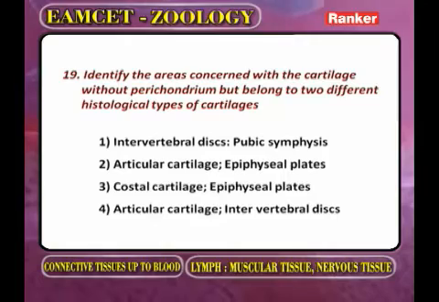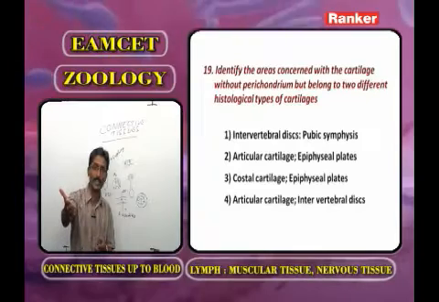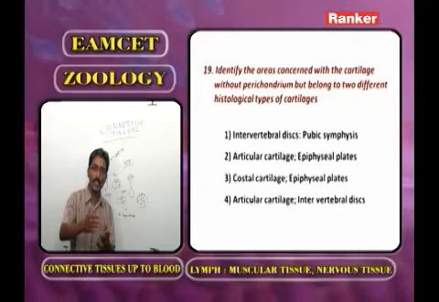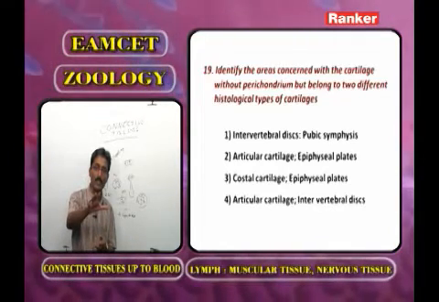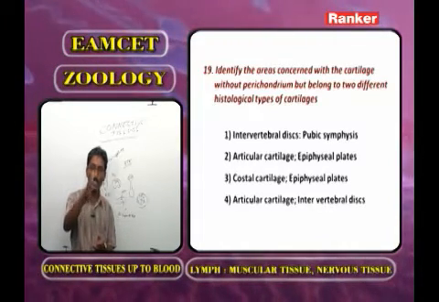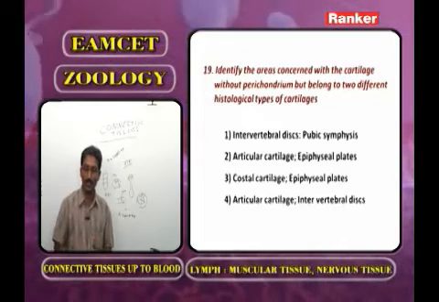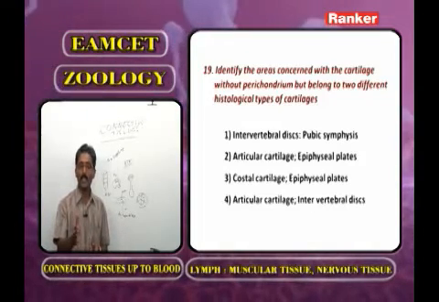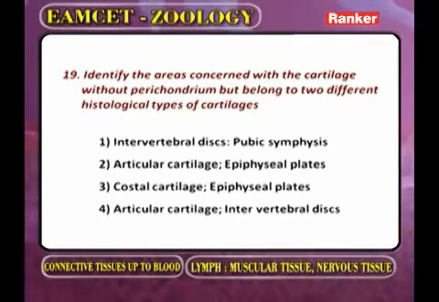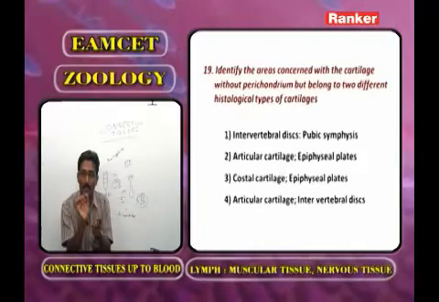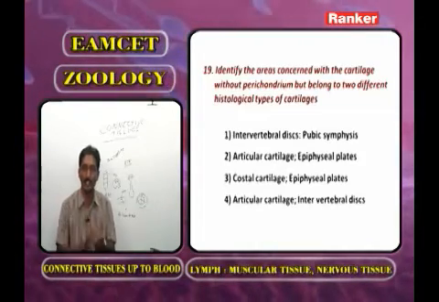We are getting an idea regarding cartilage without perichondrium. One is hyaline cartilage and the second one is fibrous cartilage. In hyaline cartilage, only in a few examples is the perichondrium absent. Now you have to guess the answer for this question. First option, intervertebral discs and pubic symphysis. Articular cartilage, epiphyseal plates. Costal cartilage and epiphyseal plates. And the fourth one is articular cartilage, intervertebral disc. Here the student gets a small inconvenience regarding the answers.